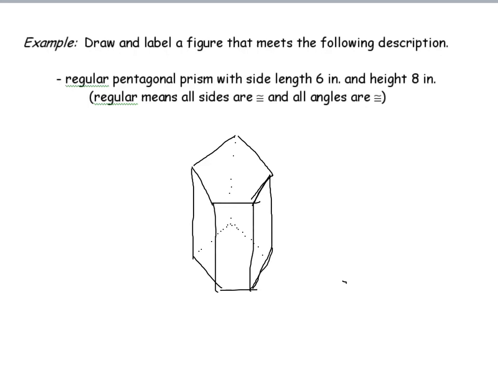Now, like I said, if you have your ruler, you would have been able to do this a little bit more accurately, but you should label your side lengths of 6 inches, and the height of your figure should be 8 inches. Okay? So practice, you guys.